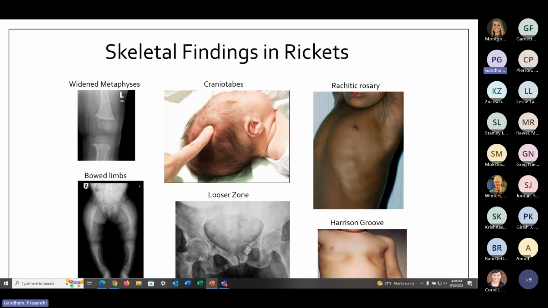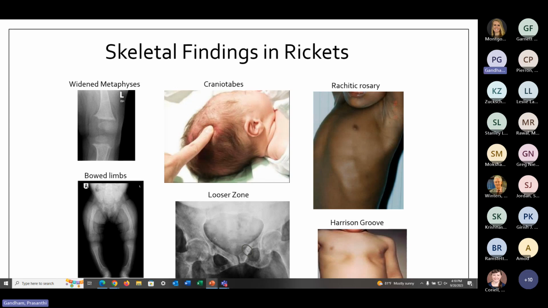So there's a number of skeletal findings that we see in rickets. You can have widening of the metaphyses, craniotabes, which is essentially a softening of the bones of the skull, the rachitic rosary, which is due to enlargement of the costochondral junction, and it becomes visible as sort of a beading along the anterolateral aspects of the chest. You can also have formation of a Harrison groove that's seen at the lower margin of the thorax, and it's caused by the inward pull on the soft lower ribs by the diaphragmatic attachments.